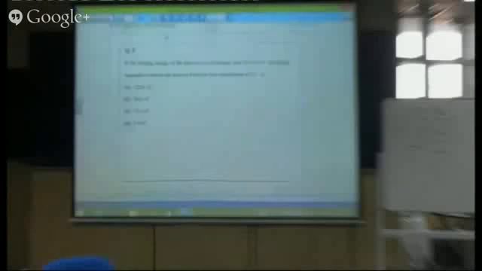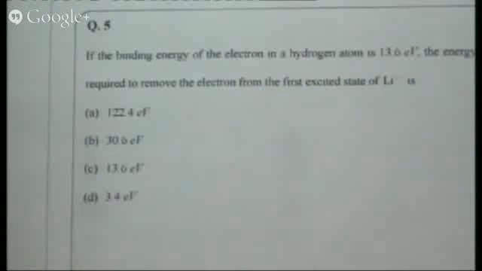If the binding energy of the electron in a hydrogen atom is 13.6, you know what is binding energy? The amount of energy which is required to liberate the electron. He says it is 13.6. The energy required to remove the electron from the first excited state of Li+2. Lithium plus.